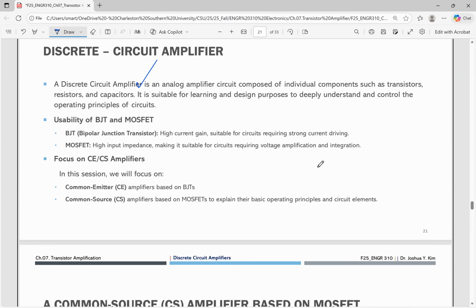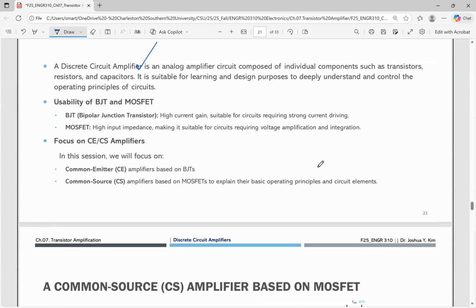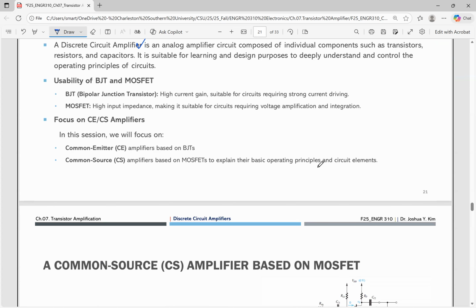The BJT one is the common emitter amplifier, which has no components between the BJT and the ground. Likewise, the common source is the amplifier circuit for the MOSFET. It also has no components between ground and the MOSFET, just like the source part here. Especially in the MOSFET part, we will explain the basic operating principle and circuit elements.